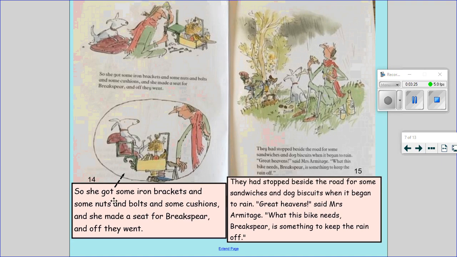Page 14. So she got some iron brackets and some nuts and bolts and some cushions, and she made a seat for Breakspear, and off they went. With Breakspear there, they had stopped beside the road for some sandwiches and dog biscuits when it began to rain. Great heavens, said Mrs. Armitage. What this bike needs, Breakspear, is something to keep the rain off. What do you think she might add to keep some rain off? Let's find out.